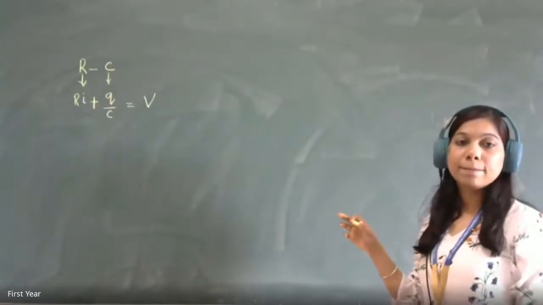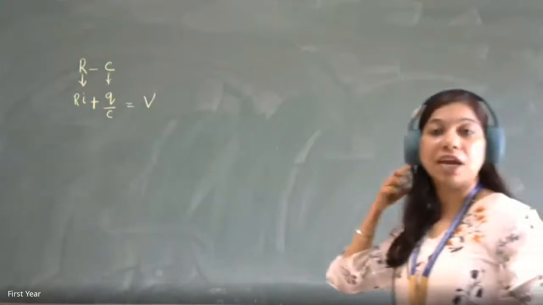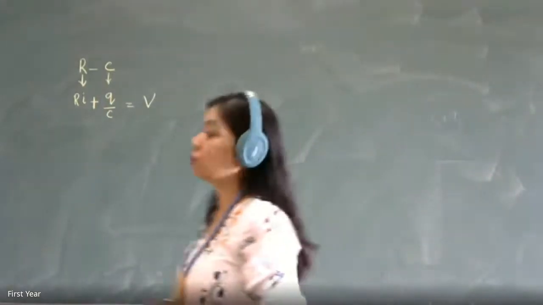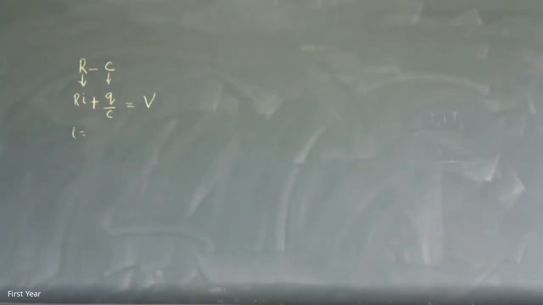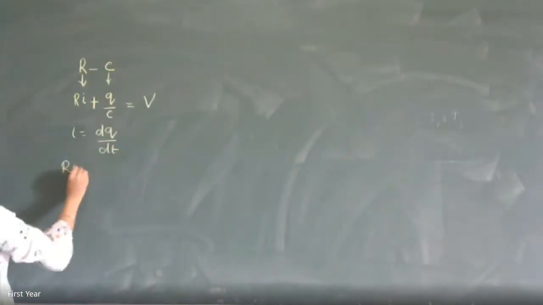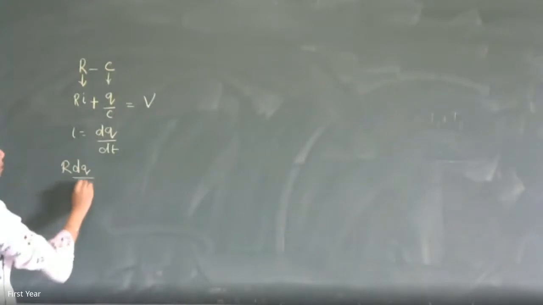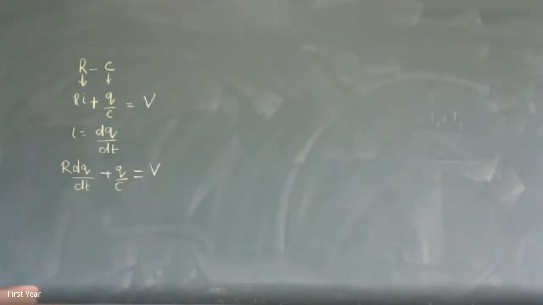Now does it look like a differential equation? Right now it is not. So we will convert it to a differential equation. How can we do that? We know that I is equal to dq by dt. So R dq by dt plus q by C is equal to V. This is your equation.